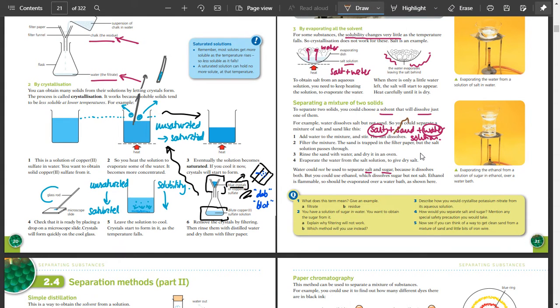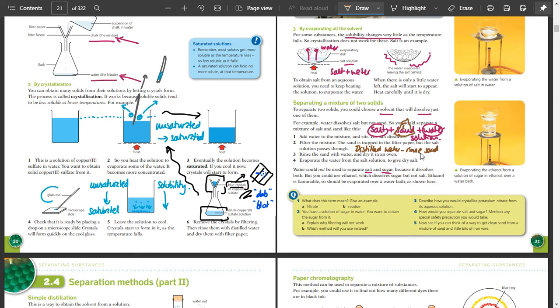So if the sand just stays behind, all you need to do is, you guessed it, filter that off. So when you have your filtration, the residue is the sand, and the filtrate is the salt and water. Now, as an extra step that you might have to take, you would have to get some distilled water, and you'd have to rinse the sand.